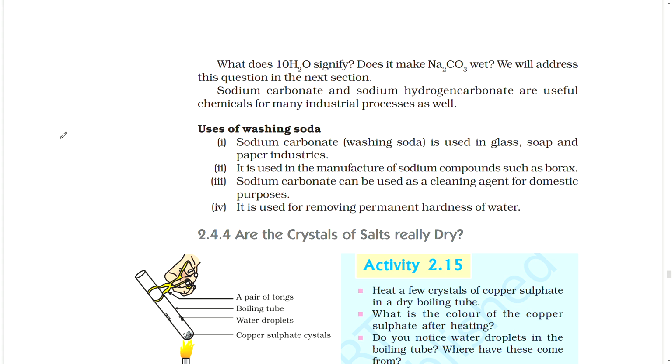Sodium carbonate and sodium hydrogen carbonate are useful chemicals for many industrial processes as well. Uses of washing soda. 1. Sodium carbonate (washing soda) is used in glass, soap and paper industries. 2. It is used in the manufacture of sodium compounds such as borax. 3. Sodium carbonate can be used as a cleaning agent for domestic purposes. 4. It is used for removing permanent hardness of water.